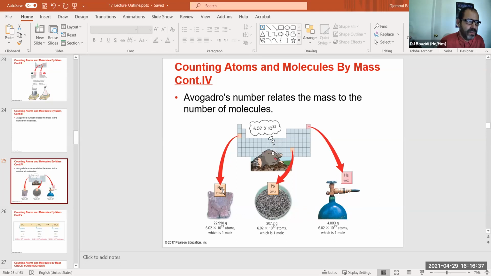Same thing, sodium, it's not exactly 23, but it's 22.990 because of the different isotopes. So if I bring a mole of sodium, this is how much it's going to look like. This one is a solid. This one is also solid, this is lead, okay? And this is gas.